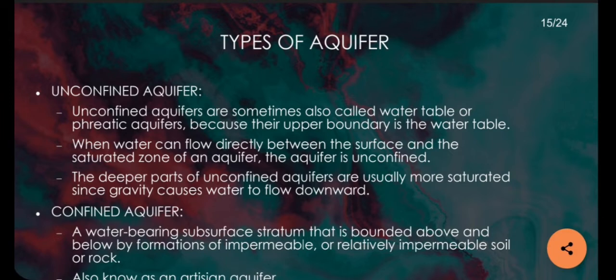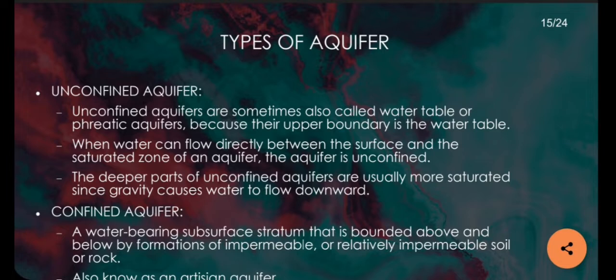So, most aquifers fall into one of two types. Unconfined or open aquifers are directly connected to Earth's surface. In contrast, confined or closed aquifers are separated from surrounding rock layers by confining units above and below the aquifers.